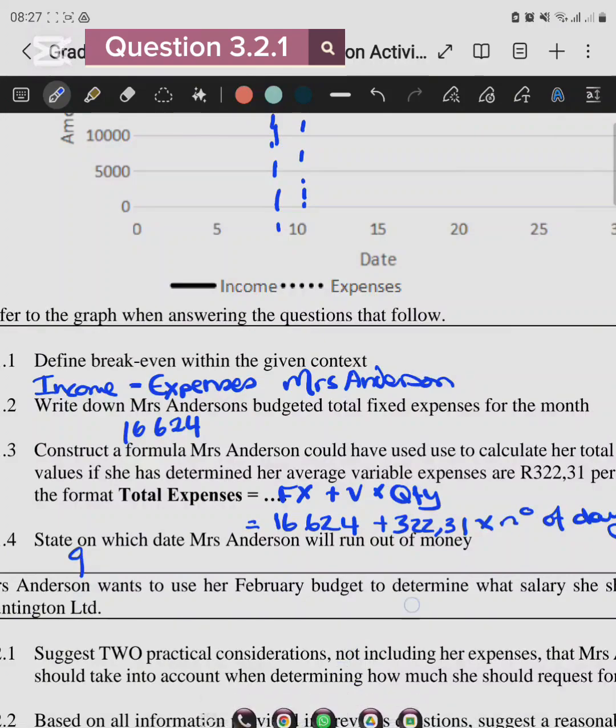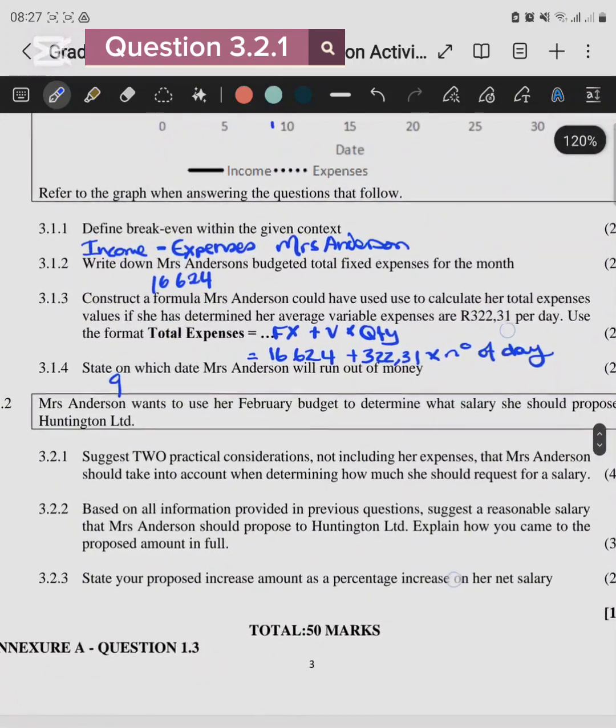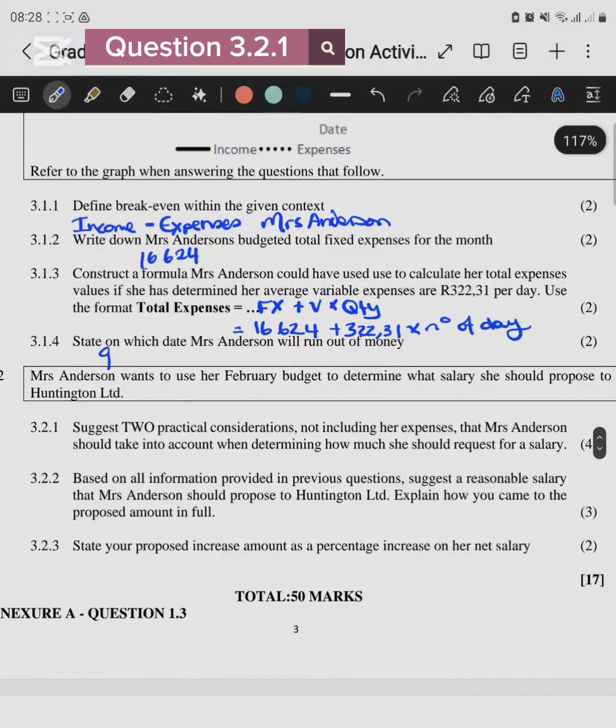Then we got to the conclusion of this investigation, where we are now talking about how she's going to determine what salary she should propose to Huntington Limited. They say first suggest 2 practical considerations, not including her expenses. So this was important. We can't include her expenses. You could have said things like inflation. You could have said things like market value for her job. You could have said she should compare what other people in a similar position are earning.